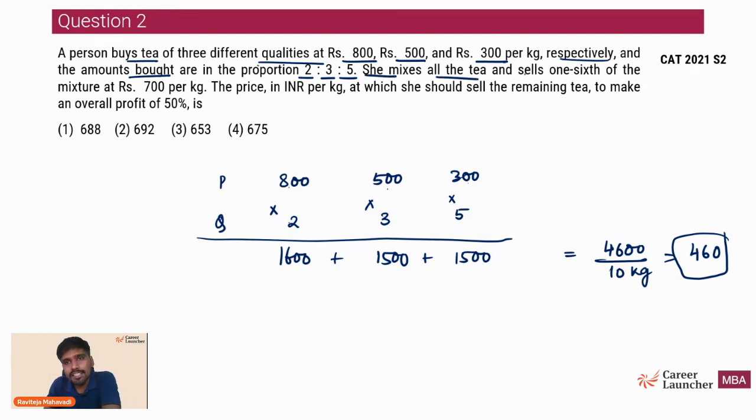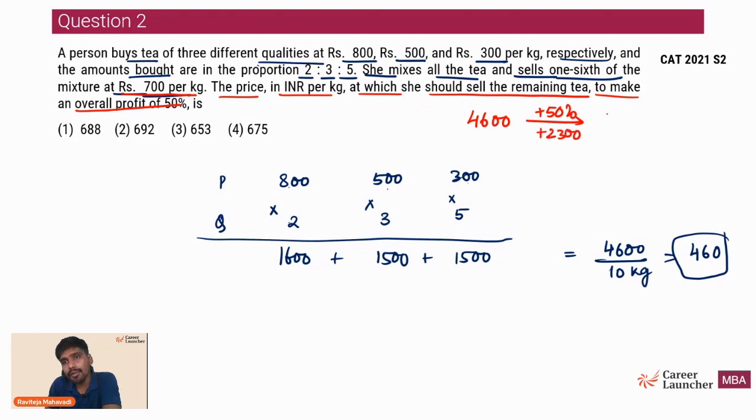She mixes all the tea and sells 1/6 of the mixture at 700 per kg. The price in INR per kg at which she should sell the remaining tea to make an overall profit of 50%. What is it that she has spent? 4,600. She wants to make an overall profit of 50%. 50% is half of 4,600, 2,300 added to it. So the total selling price should be 6,900.